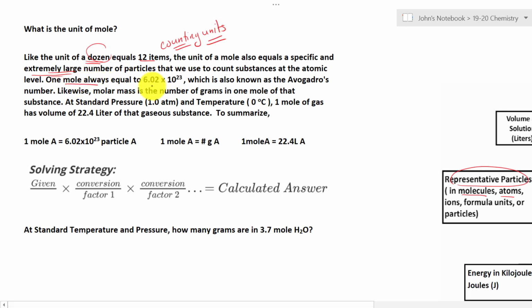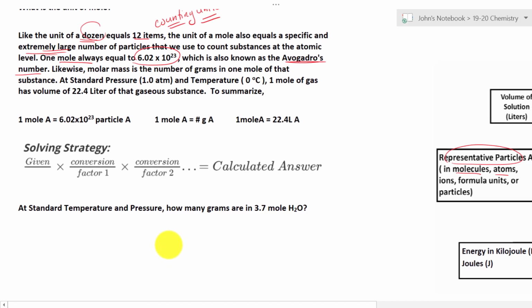1 mole is always equal to 6.02 times 10 to the 23rd. And this magic number was discovered by Avogadro. The Avogadro number, which is named after the scientist who discovered it, is basically 6.02 times 10 to the 23rd. So Avogadro's number is equal to 6.02 times 10 to the 23rd.